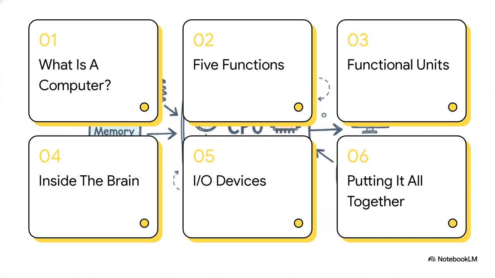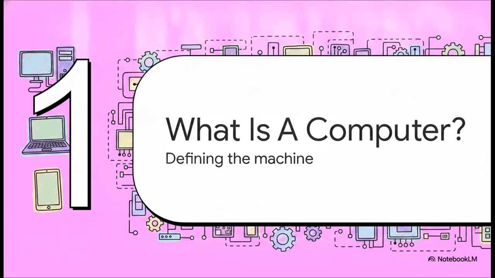Okay, so here's our roadmap for today. We'll start with what is a computer, look at the 5 functions of computers, explore the functional units, dive inside the brain, CPU, review input and output devices, and finally, wrap it up with putting it all together. All right, let's jump right into section 1.